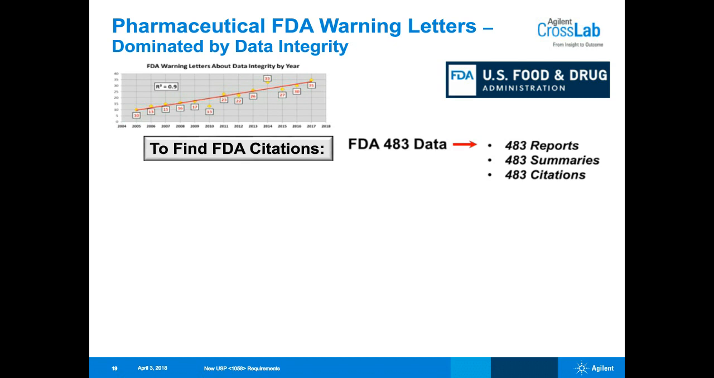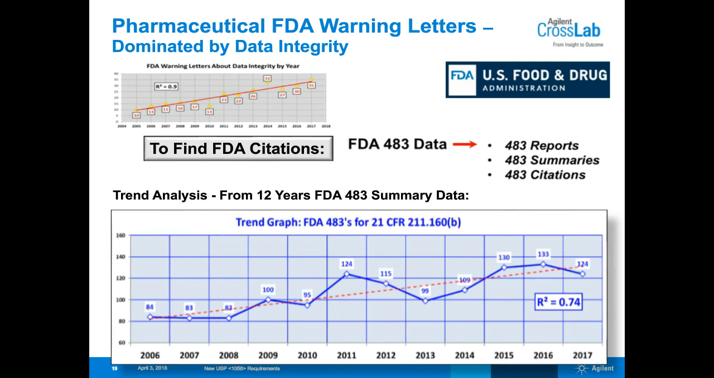As part of that, every year the FDA issue a summary of 483 observations for that year. And if you analyze the observations associated with CFR 211.160(b), which is around scientific soundness of laboratory controls, we get this kind of relationship. So you see, for example, that in 2017, the FDA issued 483s that referenced this particular CFR 124 times. Now let's look at some examples.